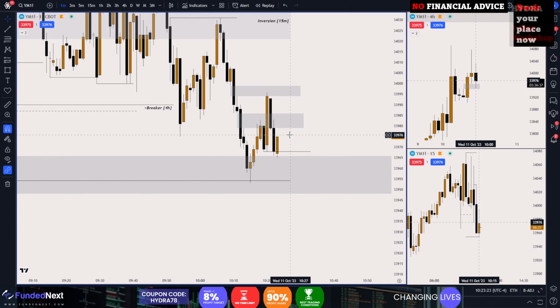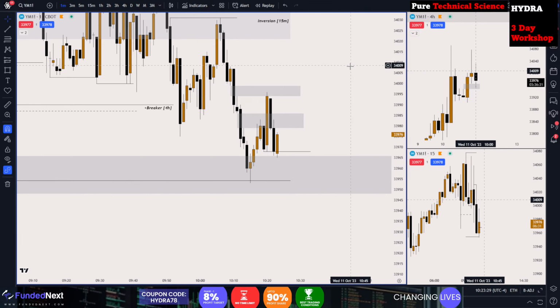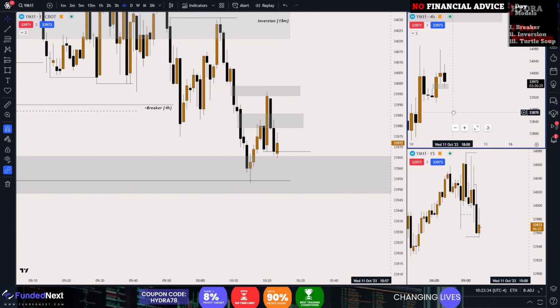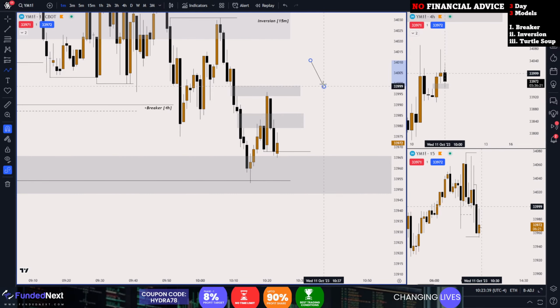Can you confirm why the 4-hour breaker is classified as one? I can't see the higher high. Drop down to the lower time frame, 15 minute. I'm on the 4-hour chart, right? We have a low here. So what is the pattern? I will show you the pattern. I think you don't know about the pattern. So the pattern is something like this.